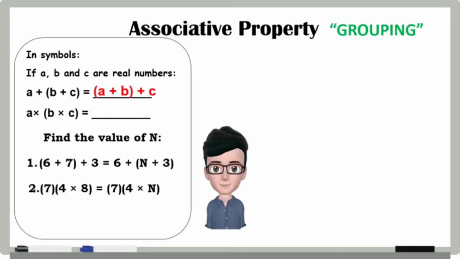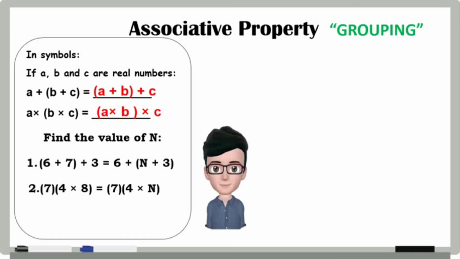Now, for the second one, A times the quantity B times C equals the quantity of A times B times C. Okay, that is correct. Now, as you can see, yung positioning ng parentheses natin, yun yung nagbabago. Yun yung ibig sabihin ng regrouping.